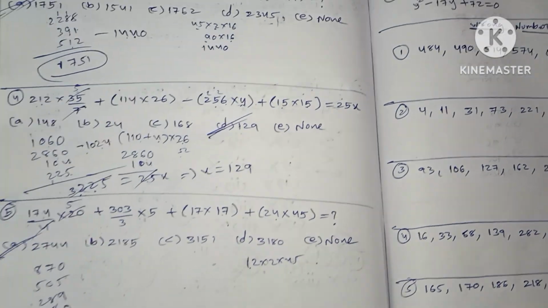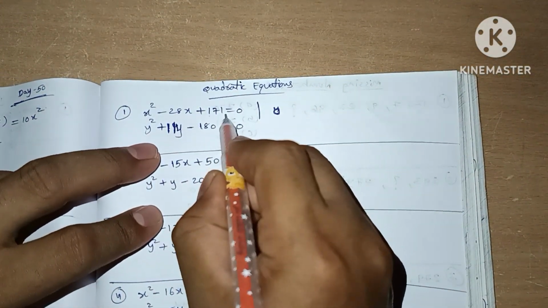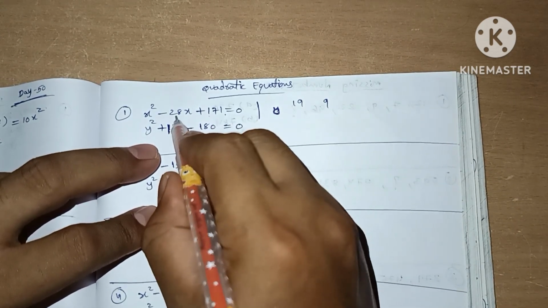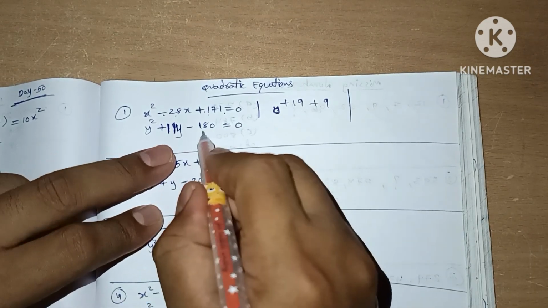Now we are going to see quadratic equations. Quadratic equations, first one, 171. 171 is a 19. 9 times is 171, and we got 28. Minus and plus means both the roots are positive. Here it is 180.